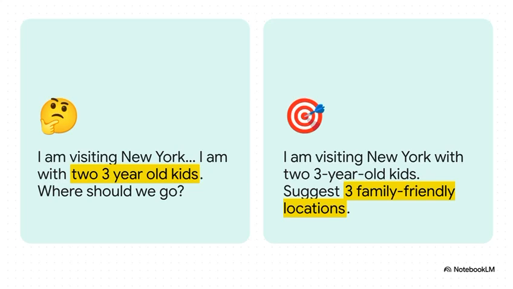It is night and day. The before prompt is kind of rambling, how we might normally talk. But to an AI, it's vague. What are great locations? The after prompt, though, is a perfect set of instructions. It clearly states the context, 2 3-year-old kids, and specifies the output, exactly 3 family-friendly locations. That kind of precision is what gets you a useful answer instead of a generic one.